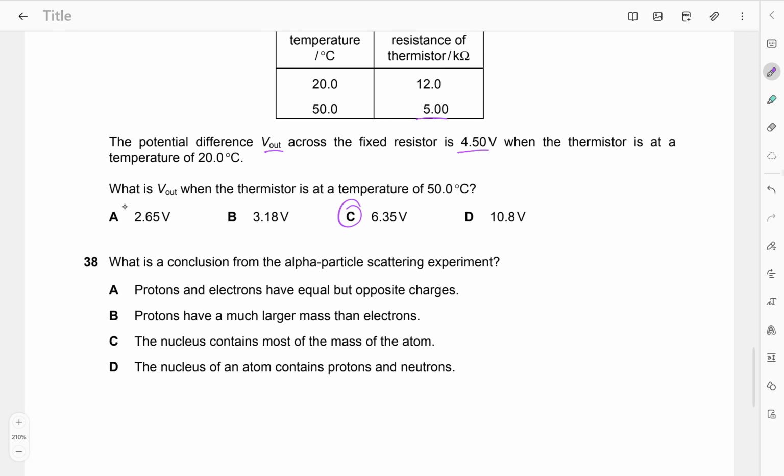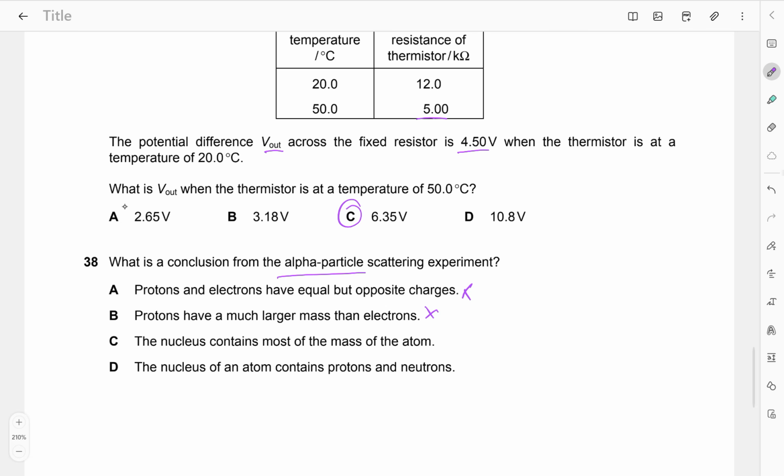What is the conclusion from the alpha particle scattering experiment? Remember, most of the alpha particles went straight through with little or no deflection because most of the atom is empty space. A few were deflected because most of the mass is concentrated in a small positively charged nucleus. Protons and electrons have equal but opposite charges. We cannot conclude this from the alpha particle scattering experiment. Protons have a much larger mass than electrons. We can't conclude this from the alpha particle scattering experiment.